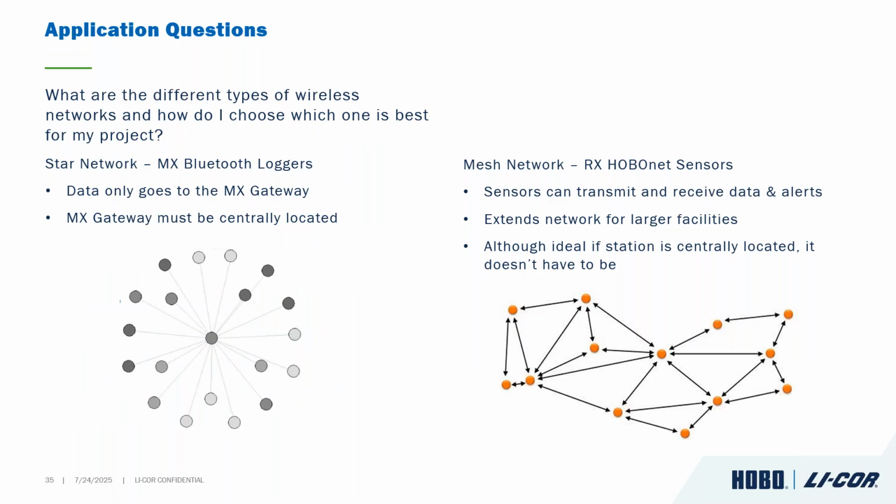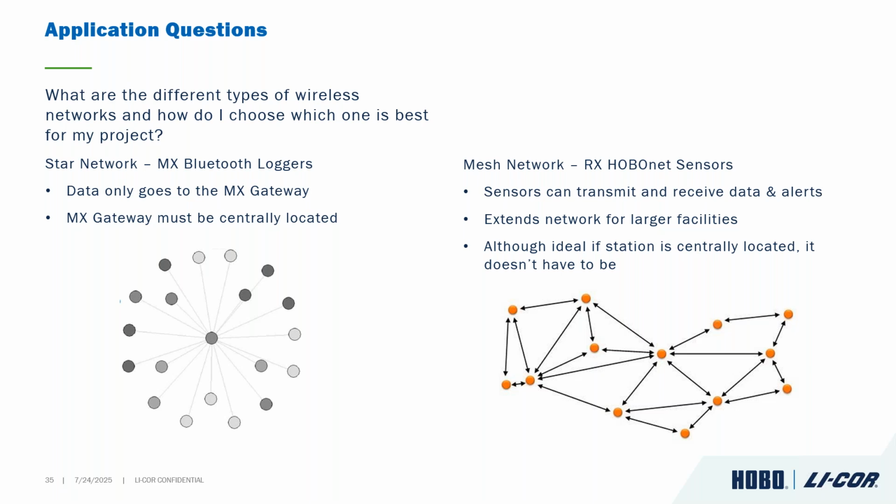Another frequently asked question we receive is, what are the different types of wireless networks, and how do I choose which one is the best for my project? The first thing you're going to have to consider is the space between the loggers and if there is a centrally located location. If all of these loggers are going to be nearby one another and you do have a centrally located location available, as well as Wi-Fi or Ethernet available, the MX Gateway might be the right decision for you. If you have multiple MX loggers in a general vicinity where you can place that MX Gateway, you'll easily be able to connect as many loggers as you need to that gateway, allowing for easy remote access.